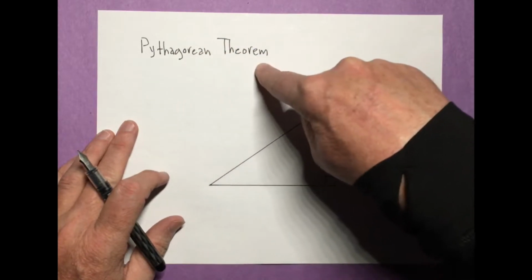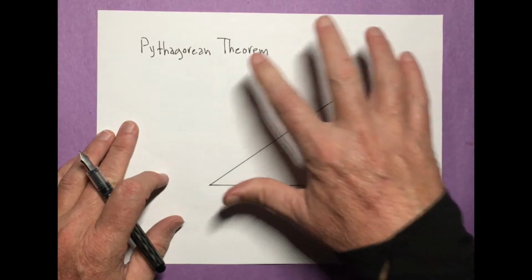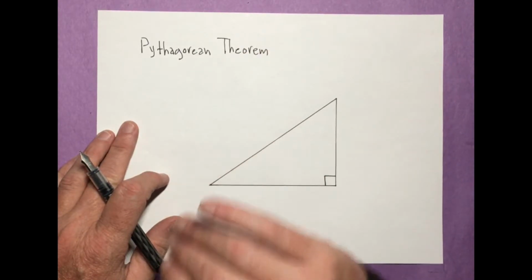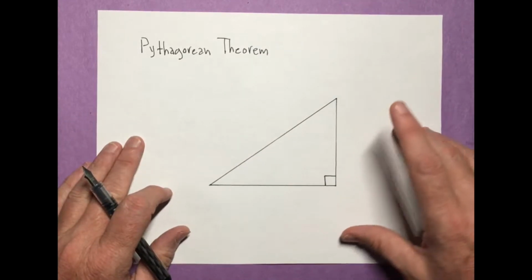Now, the Pythagorean Theorem, first off, it's a theorem, which means it's been proven. Otherwise, it'd be a theory. Theories haven't been proven yet. Theorems have. So this has been proven to be absolutely true all the time, in every case where it applies.